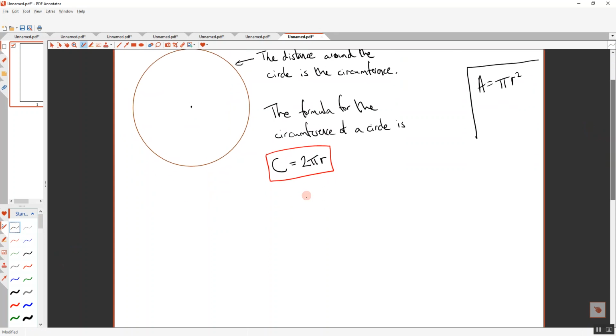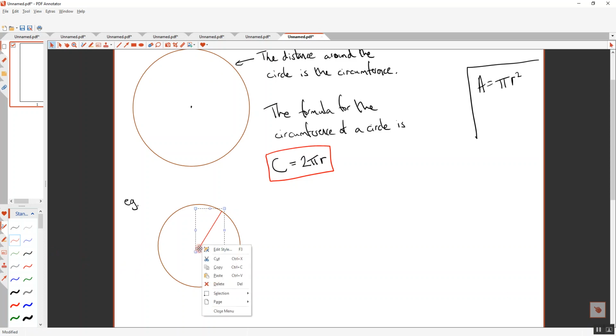So for example, if I put up a question, here is a circle. Let's say there's the radius, and let's say the radius is 7 centimeters. To work out the circumference, we start off by writing down the formula, C equals 2 times pi times r. Then we put in our numbers.